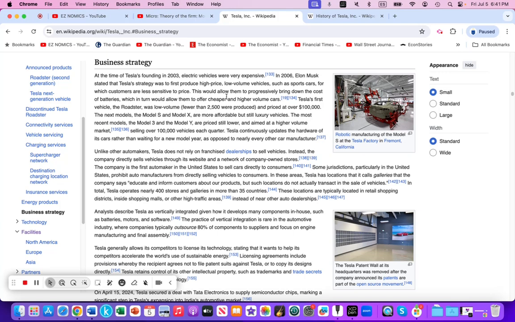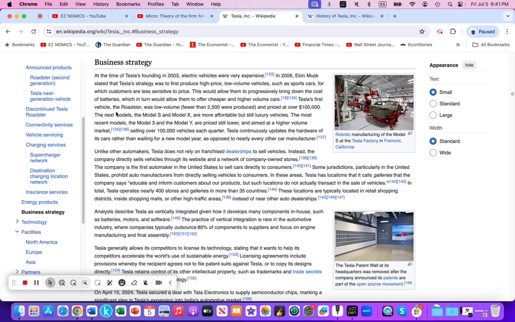This would allow Tesla to progressively bring down costs of batteries as they were able to begin to build viability for their business, market their company, or build their brand name, get investment, get also government subsidy, and with that streams of revenue coming in, invest in achieving scale. So here it says it would allow them to offer cheaper and higher volume cars over time.